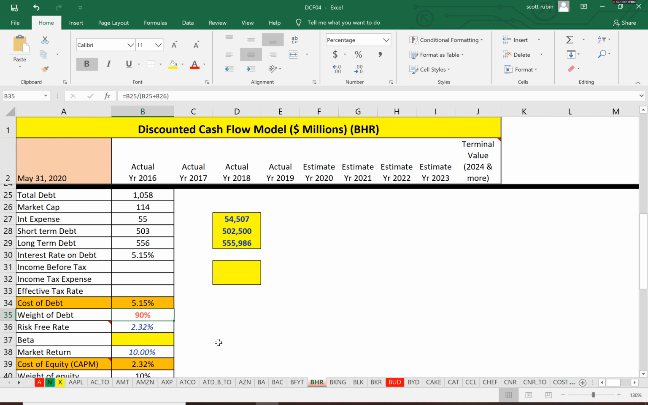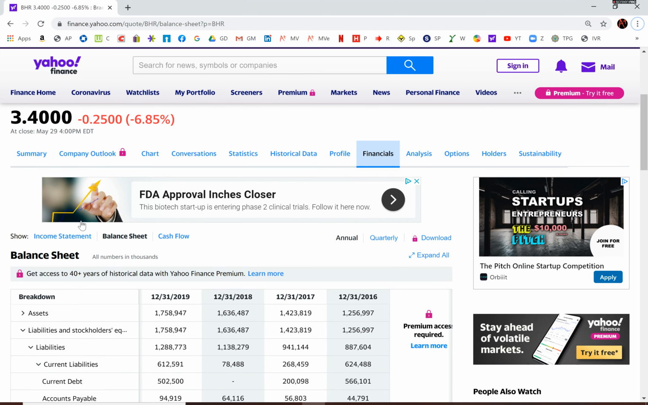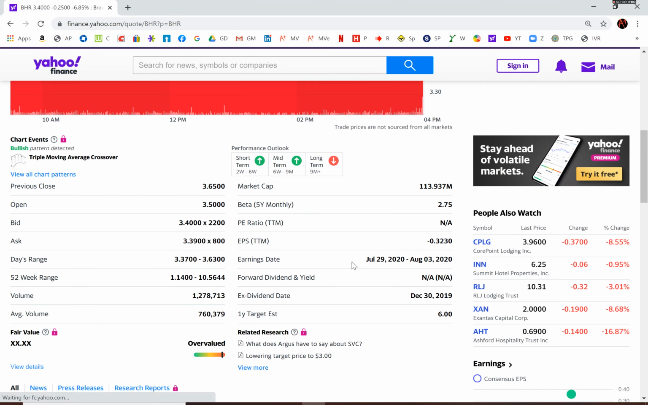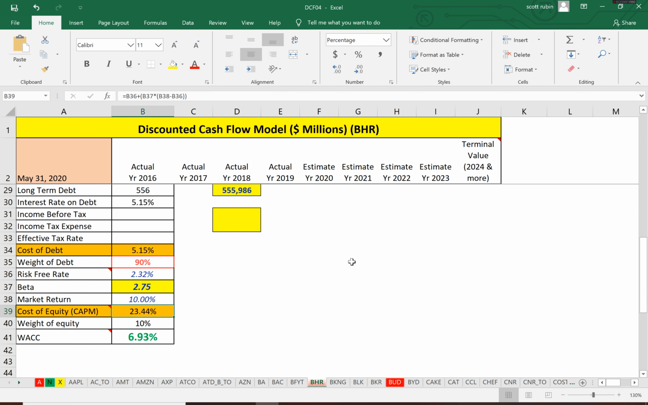And you can see 90% of the capital structure is debt, which is not good. That's highly leveraged, and that could be a risky investment. Let's look at the beta. It's 2.75. Beta is the volatility of the stock. It moves almost 3 times as the market, so it's pretty volatile. So the WACC is the weighted average cost of capital. That's a blend of the cost of equity and the cost of debt, 6.93%, and that's what we're going to discount the future cash flows by.